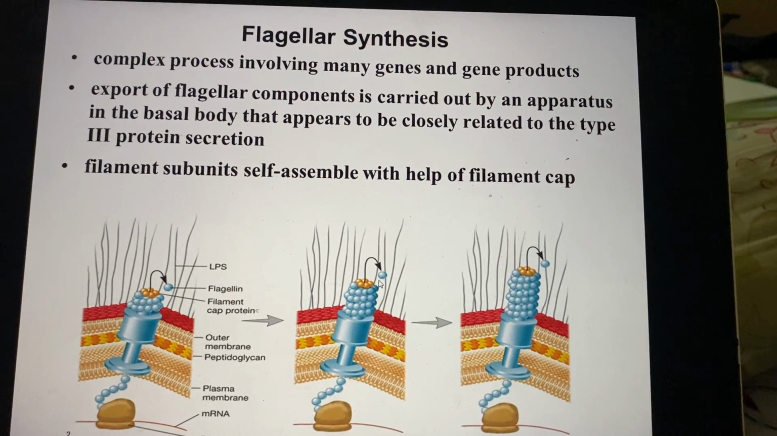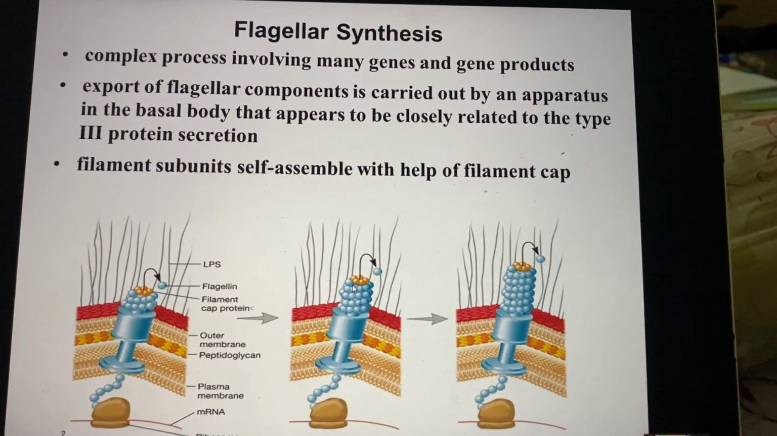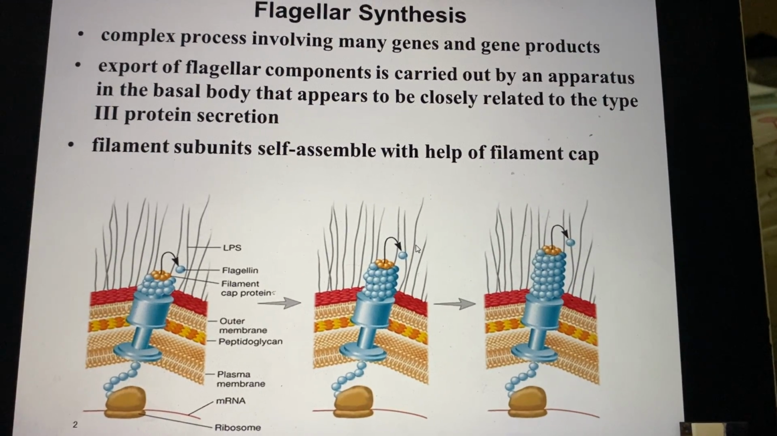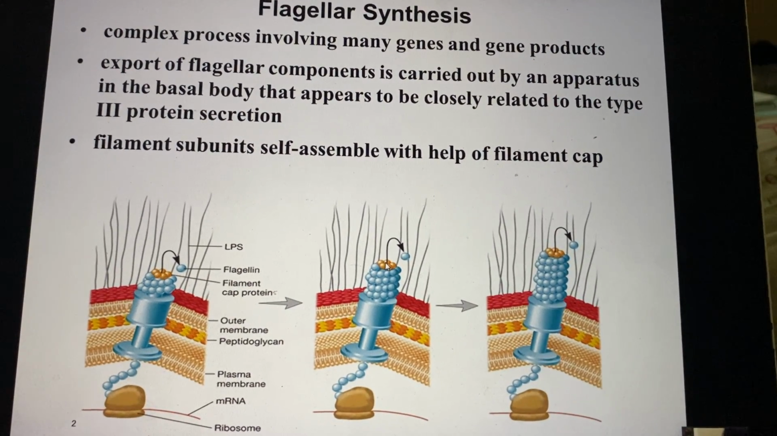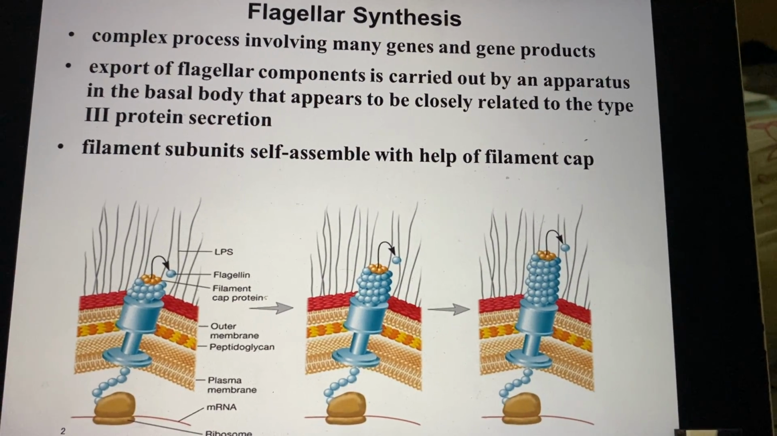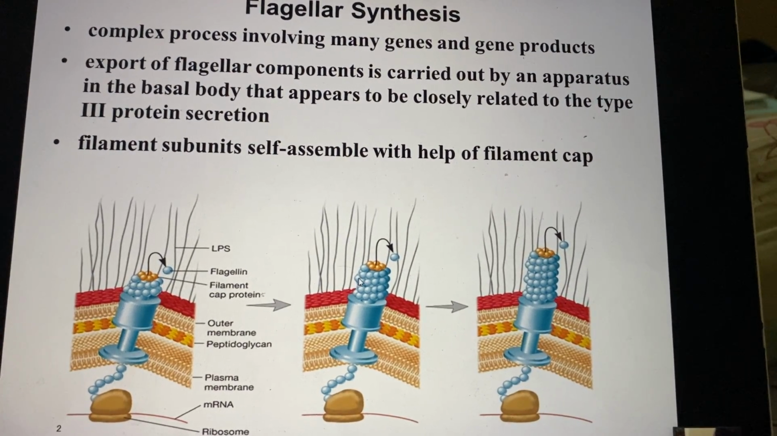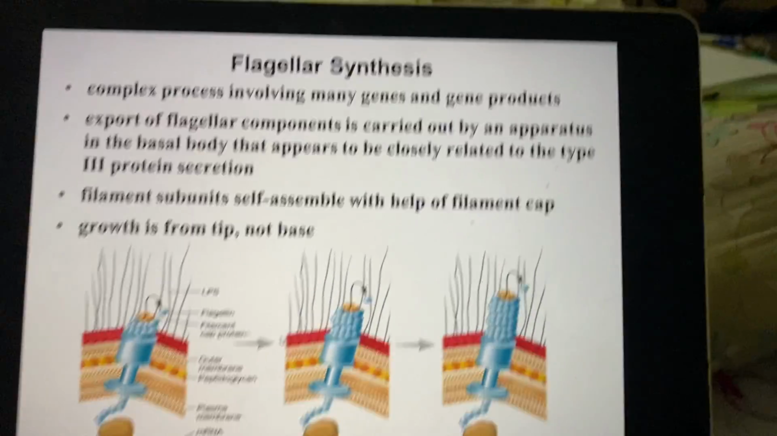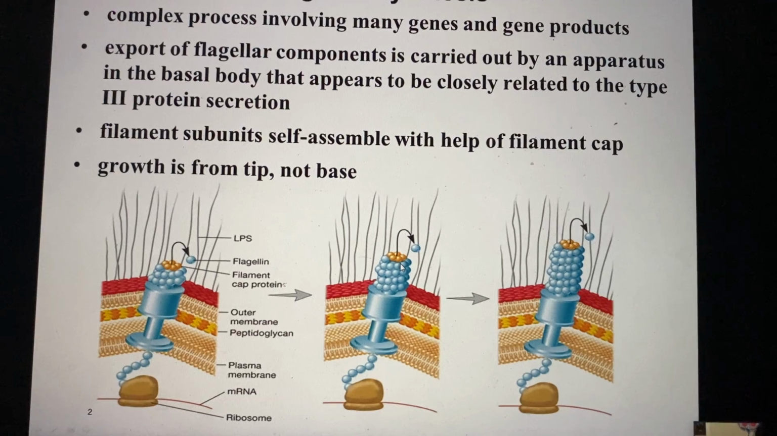And there is a very important protein, which is the filament cap. If we have a mutation in our cell and the filament cap protein is not there, these flagellin units are thrown out of the cell without assemblage. So the self-assembly requires the filament cap, which allows each unit to be added to allow the filament to grow into a long flagellum eventually. Okay, so this is an important difference that you will see. The growth of our filament in bacteria occurs at the tip, not at the base.